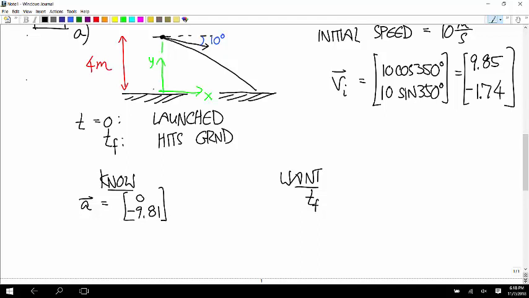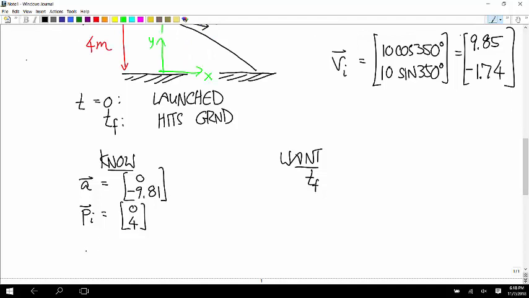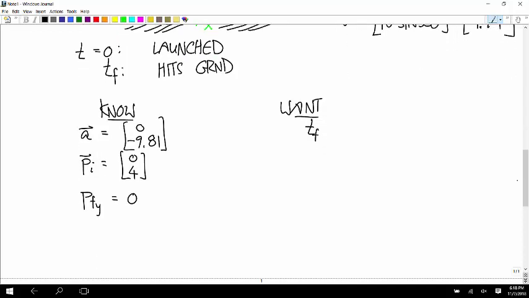The initial position is 0, 4. The final position, we don't know how far horizontally it goes, but we know that PFY is 0. And then we just calculated the initial velocity. That's 9.85, negative 1.74. And then we don't know V final.